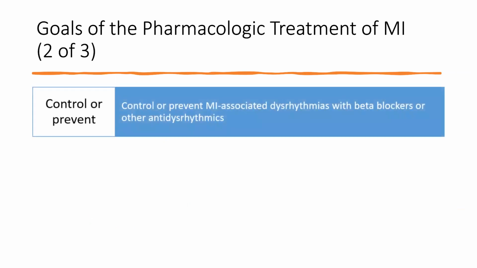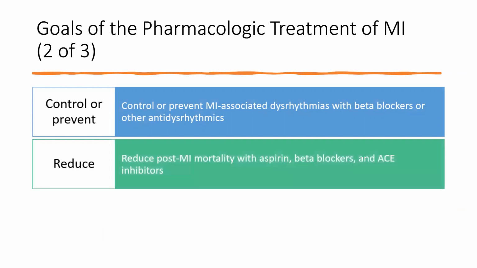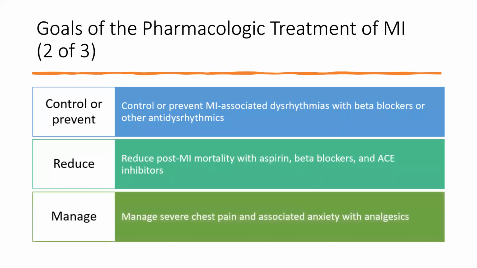Control or prevent the myocardial infarction associated dysrhythmias with beta blockers or other antidysrhythmics. They reduce the post-MI mortality with aspirin, beta blockers, and ACE inhibitors. Then we manage the severe chest pain and associated anxiety with the analgesics. So any person who got the MI, we have to take care of all these things.